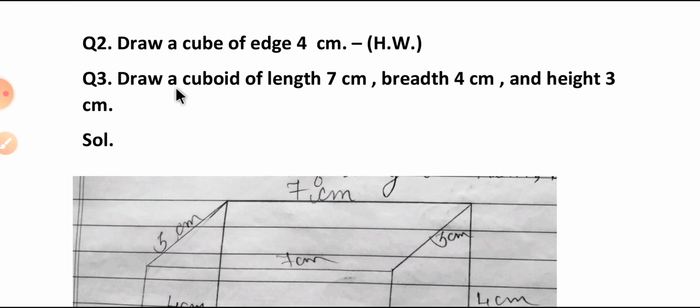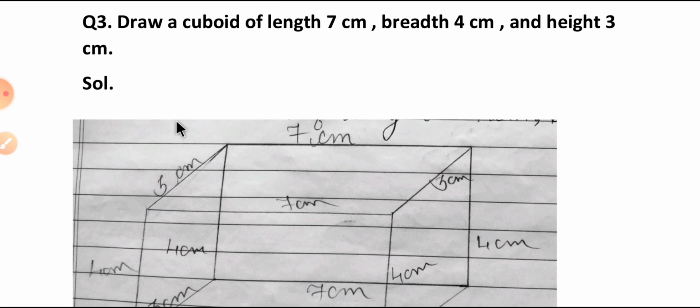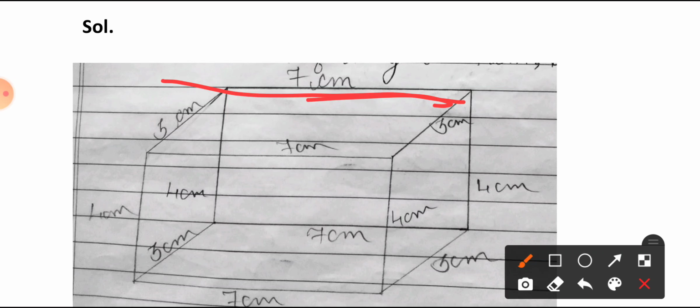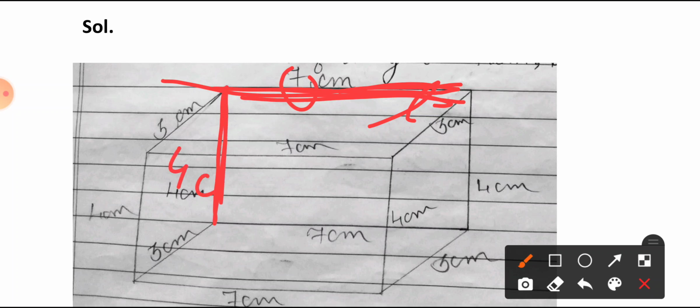Then question number 3, draw a cuboid of length 7 centimeter, breadth 4 centimeter and height 3 centimeter. Cuboid means length, breadth and height are all different. So length is how much? 7 centimeter. So this one is length, and using the scale you have to make a line of 7 centimeter. Then breadth, this one, is 4 centimeter. And height will be this slant one, of 3 centimeter. So using the scale you have to measure 7, 4 and 3 centimeter, and make a cuboid.